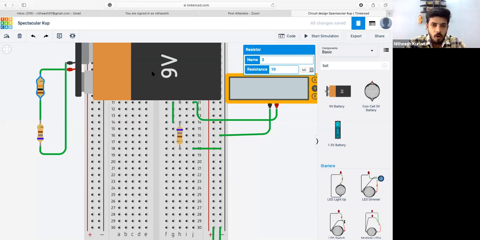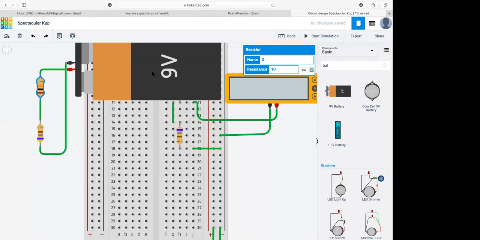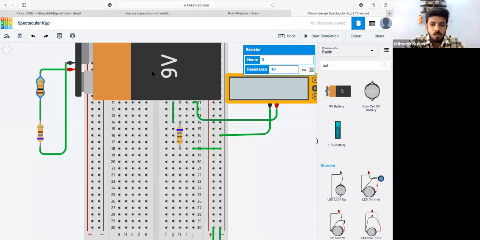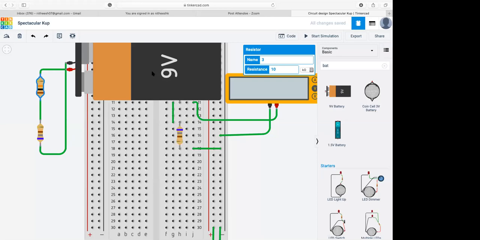What is the total voltage? 9 volt. So, what is the total resistance here? 10680 ohms.